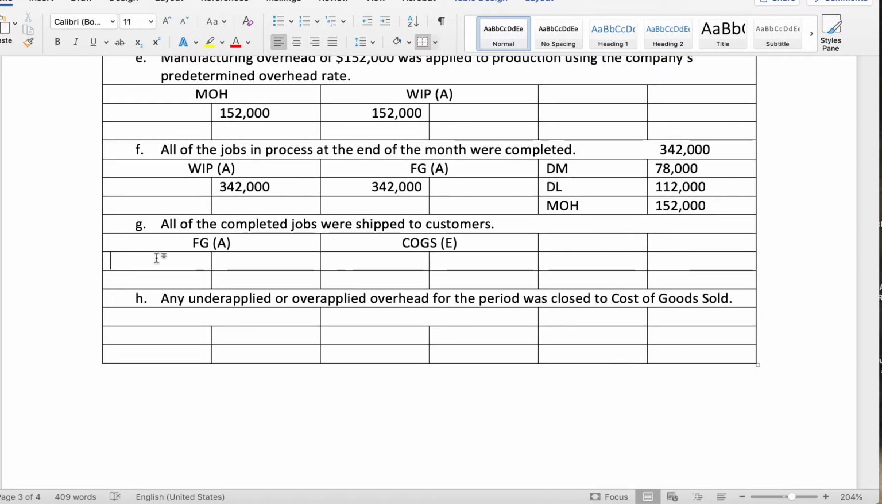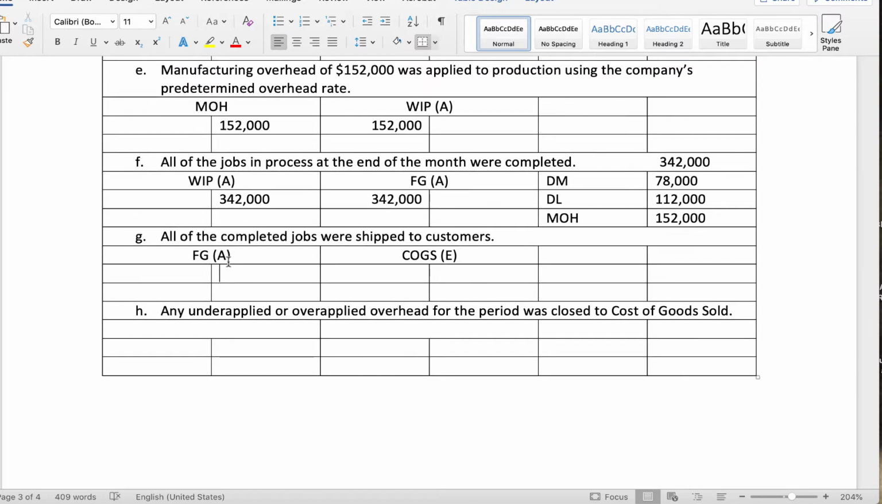Now, how do we increase an asset? With a debit. How do we decrease an asset? Hopefully you said credit. Now, what do we do in finished goods? We're selling something, so we need to decrease our finished goods. Everything that was in finished goods leaves the finished goods account and is sold. So I need to credit that for $342,000.